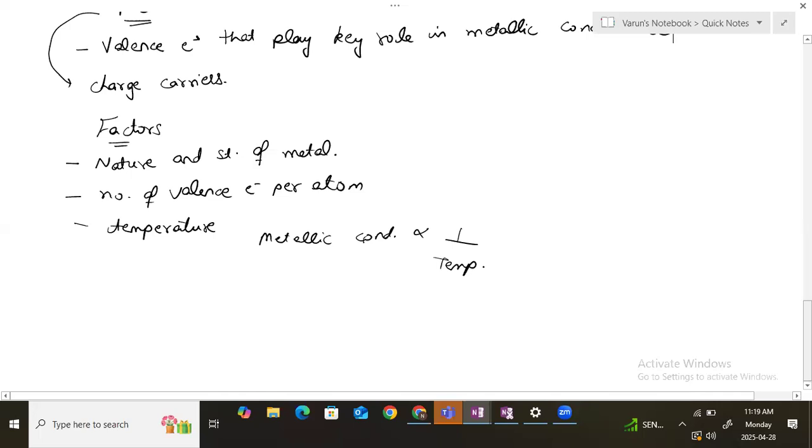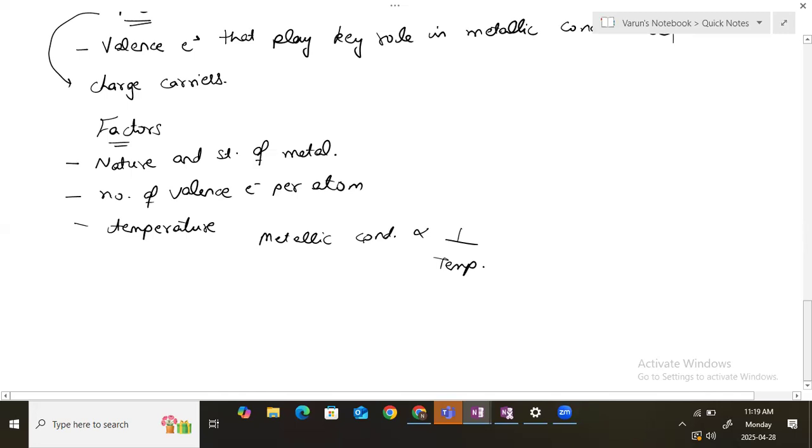So now is it clear why the temperature is inversely proportional to metallic conductance? Yes, ma'am. It's just because on heating, the speed of the particles will increase. If the speed of valence electrons increases, then metallic conductance decreases.